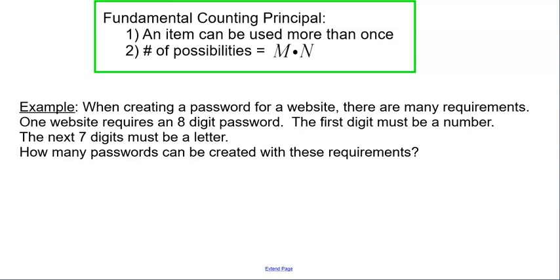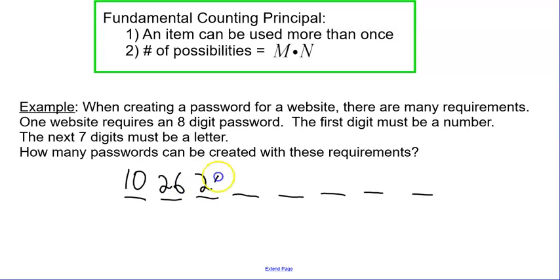And I've made reference to this before. So we're making a password. So we have 1, 2, 3, 4, 5, 6, 7, 8. I call this the dash method. You put the dashes there for the possibilities. There's 8 parts of the password. It says the first digit must be a number. Well, that's 10: 0, 1, 2, 3, 4, 5, 6, 7, 8, 9. Then it says the next 7 digits must be a letter. Well, that's 26, 26, and so forth.